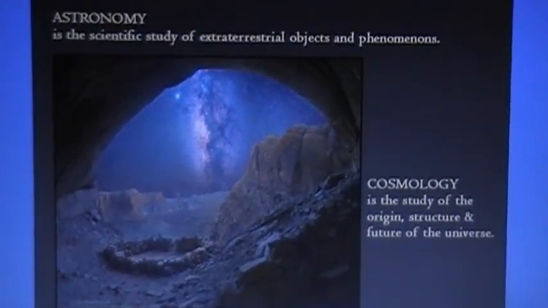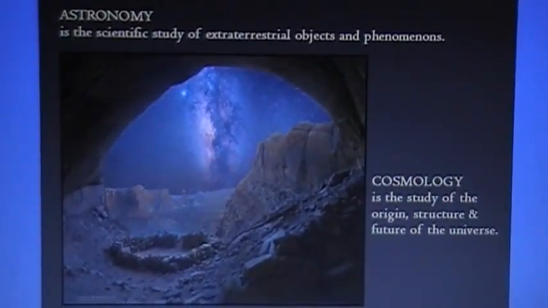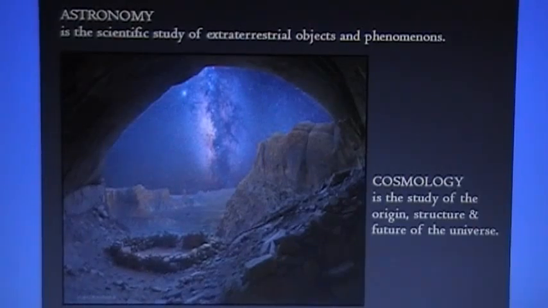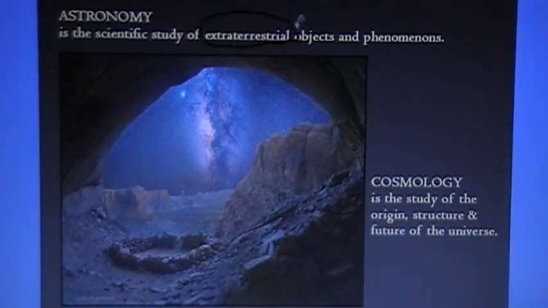The first thing that we look at when we look at astronomy notes, in the first definition we got to look at, is what is astronomy. And astronomy is the scientific study of extraterrestrial objects and phenomenons. So, the first thing we have to do is look at this word right there.